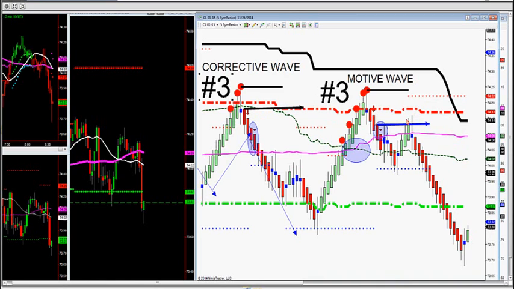Now, if it closes just a quarter of the body up here, I still don't take it out. I want 2/3 of a body candle close to stop me out of the trade. This is a corrective wave and a motive wave. That's all we got to learn. That's all we got to know. Corrective wave and a motive wave.